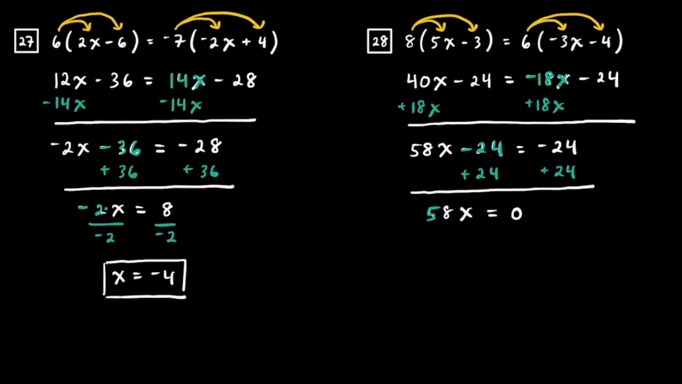So we have 58 as the coefficient. Let's divide by it so that we get a coefficient of 1, as we have with every single equation. And so we just have 1x along the left, or just x, and 0 divided by 58 is equal to 0. So the only number that makes this equation true is when x is equal to 0.